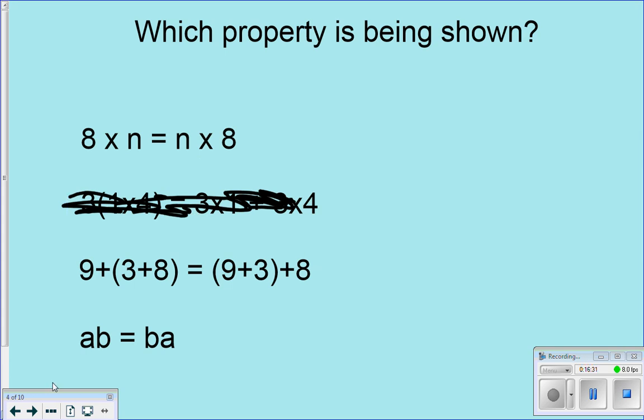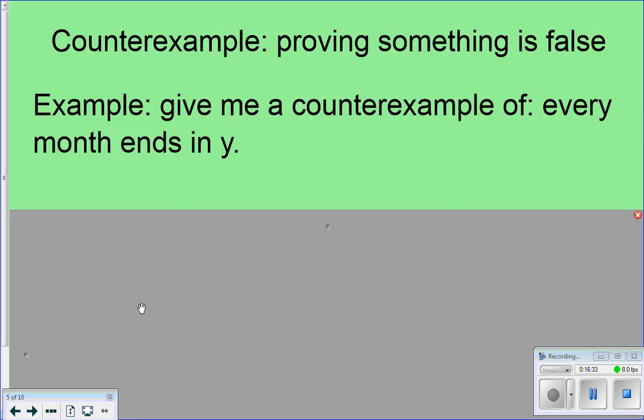Not too bad. So I have a few more vocab for you. And my last vocab is actually counterexample. This is the last one I have for you. Okay, a counterexample is when you can prove something is wrong.